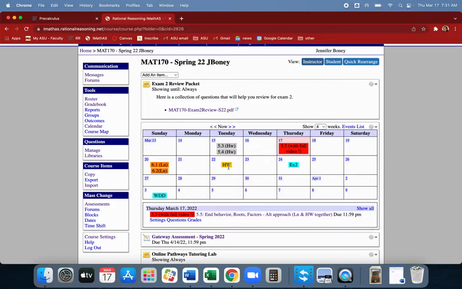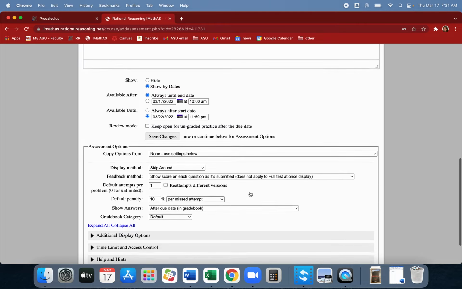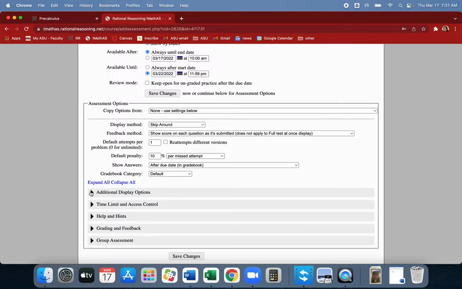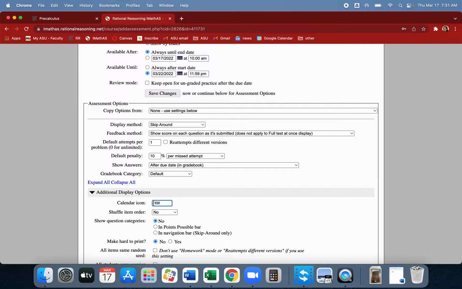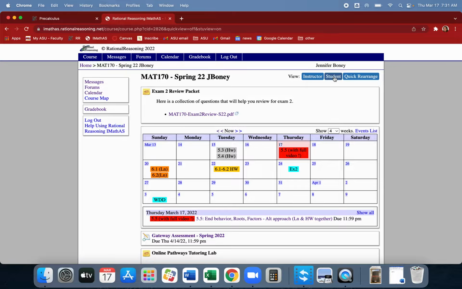The homework associated with that is due on Tuesday. This is, as I said, 6.1 and 6.2 homework. Let me just fix that real quick. So it says what it is. There we go. All better. So that is due on Tuesday night next week.